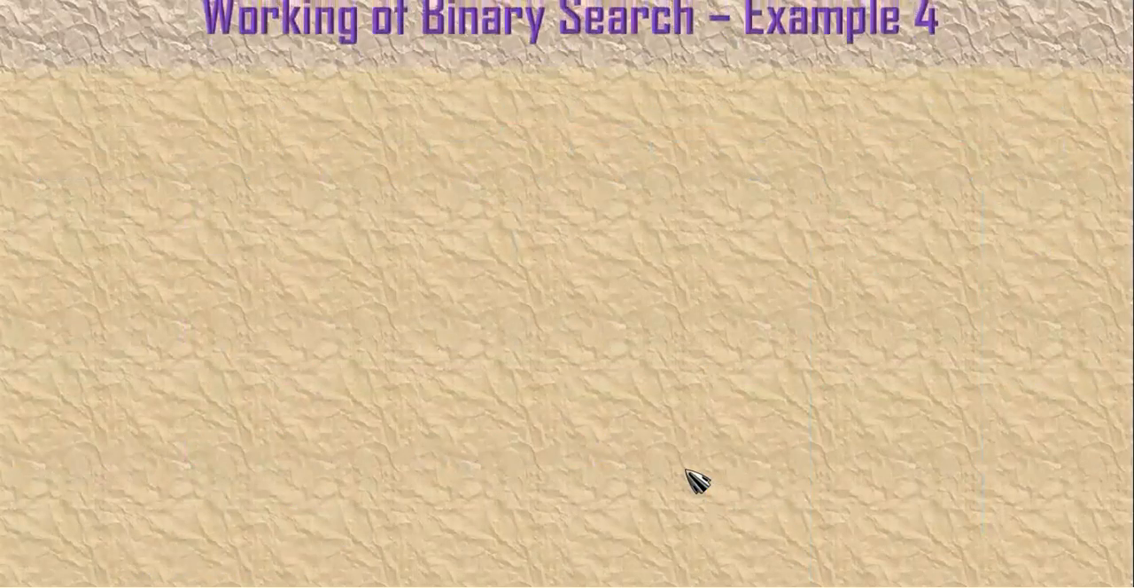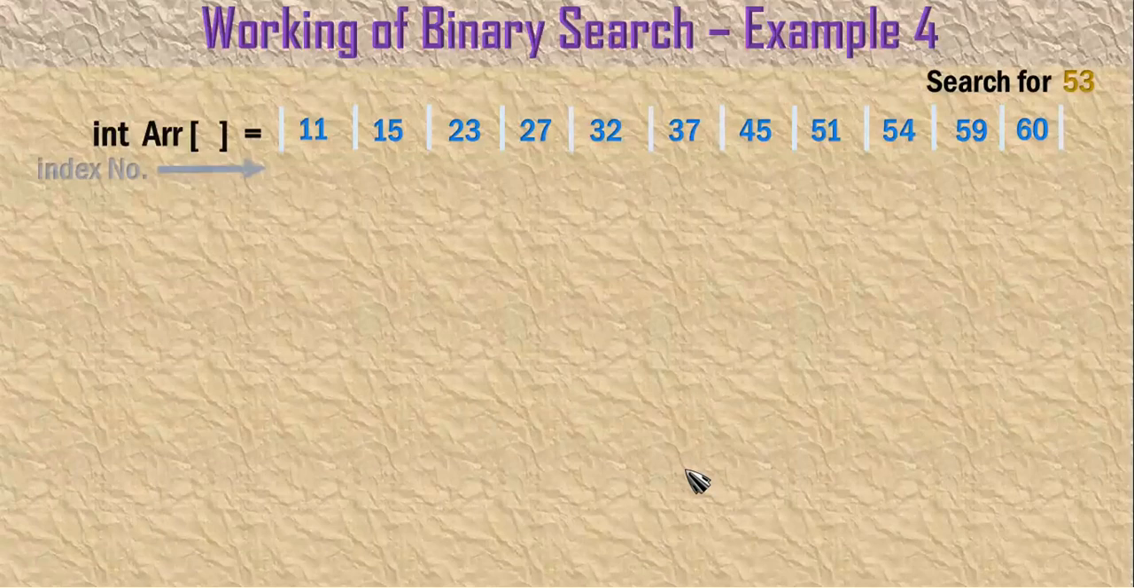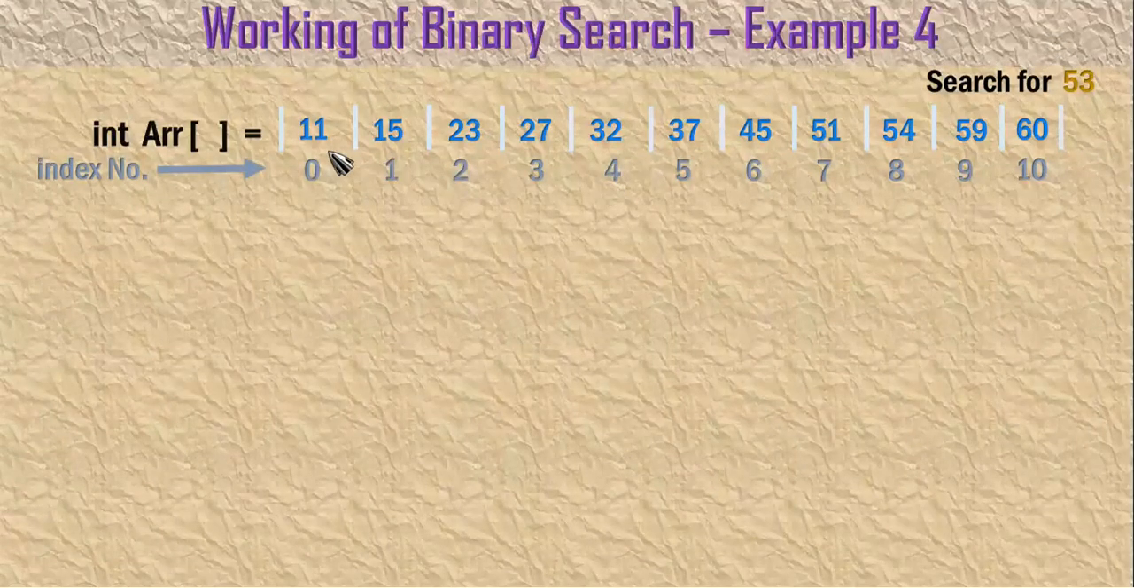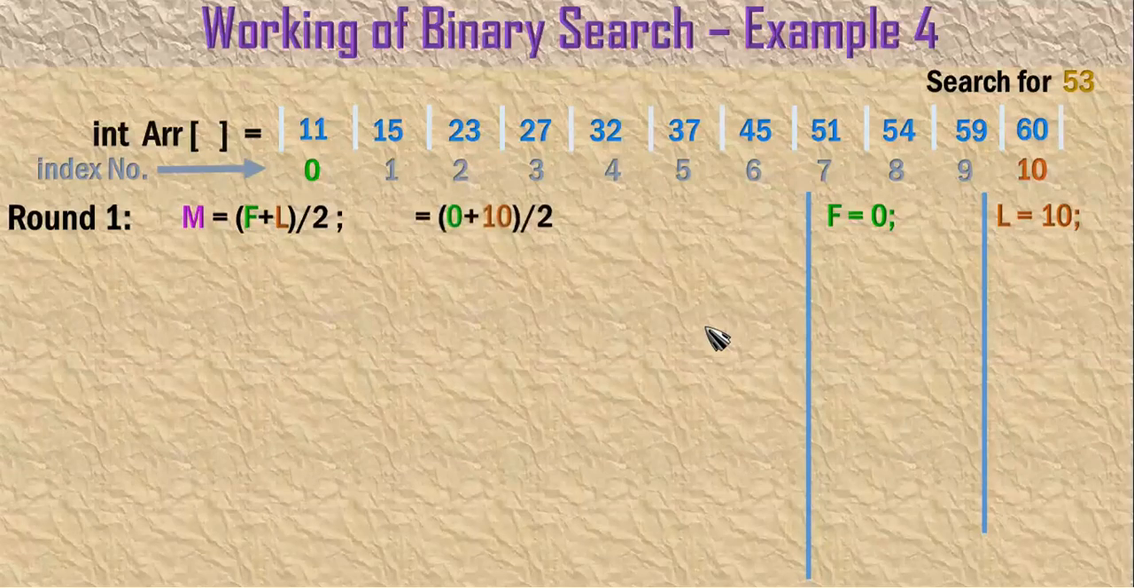I will give you the last example where the search element is not available. So example 4. I am searching for 53, which is not available in this array. So here the first index is 0, last index is 10. So we get 5 as the answer.